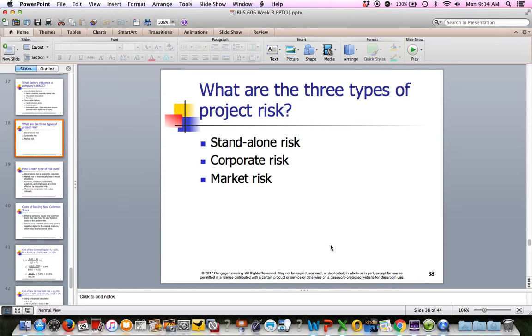And remember, the goal of finance is to make my company worth more. I want to increase the value of my company. So I have to choose the right projects that will do that. And every project has risk. And these are the three kinds of risk we have to worry about.